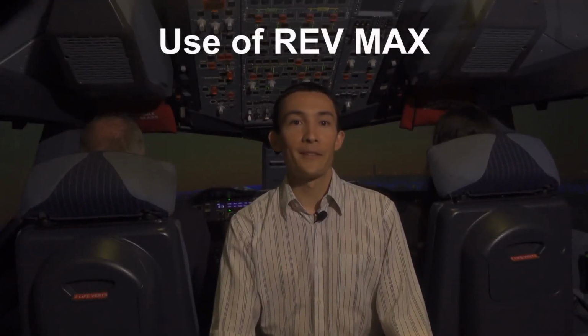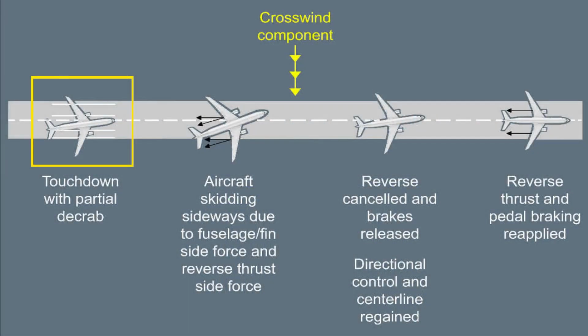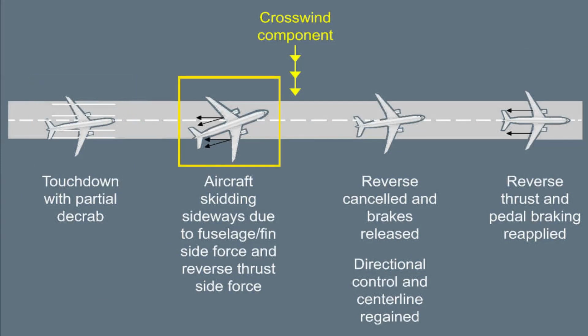Use of rev max. The flight crew must select rev max if the runway is contaminated. But, as part of threat and error management, one of the possible threats is high crosswind. If you land with a residual crab angle and allow the aircraft to weathercock into the wind, thrust reversers create a side force that will be combined with the crosswind lateral component. As a result, your aircraft will drift to the downwind side of the runway.